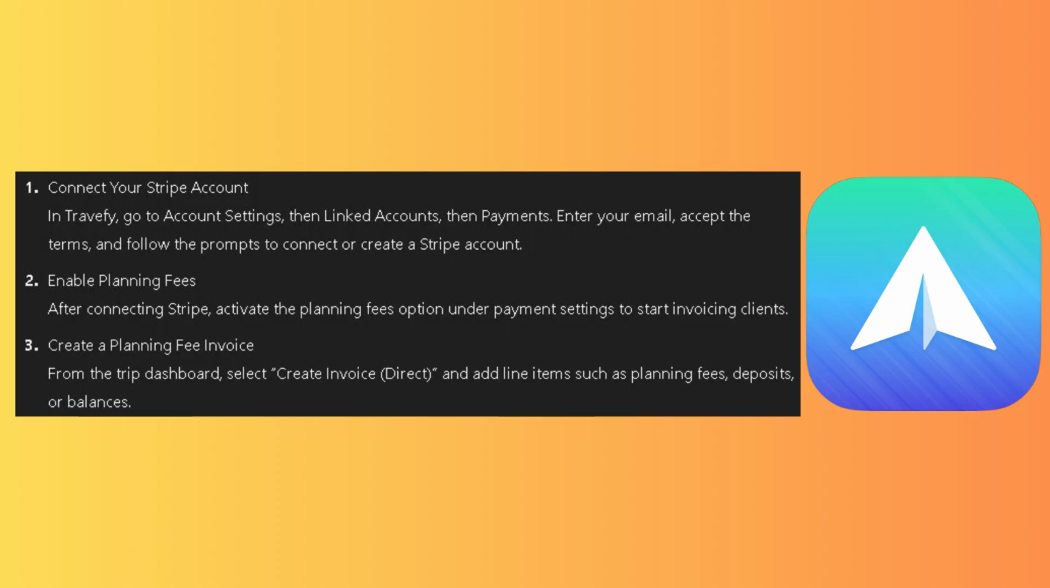Enable planning fees. After connecting Stripe, activate your planning fees option under the payment settings to start invoicing your clients. Create a planning fee invoice. From the trip dashboard, select Create Invoice, then add a line such as Planning Fees, Deposits or Balances.